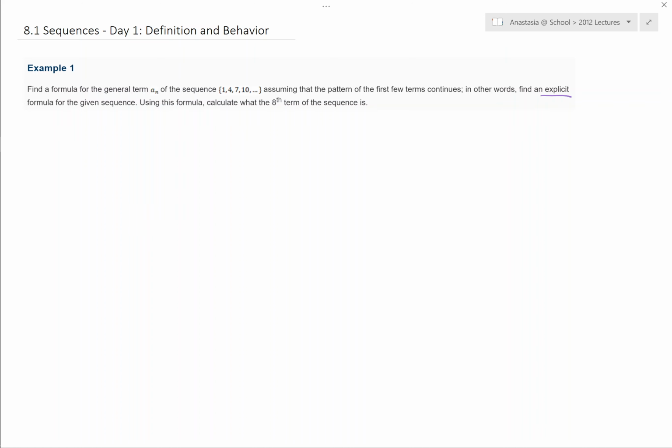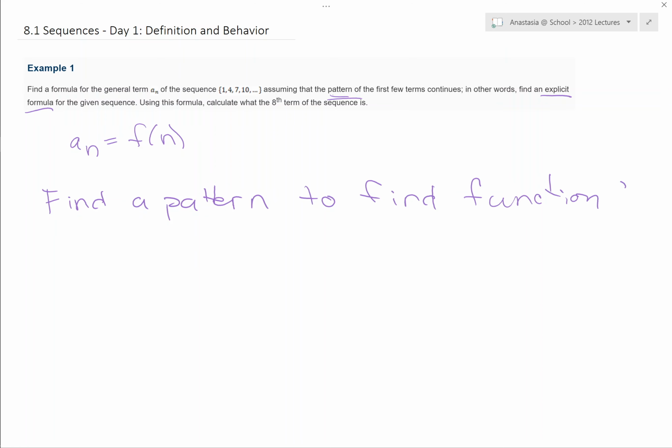An explicit formula means that we need to find a formula or a function so that a_n, the nth term of the sequence, is equal to some function in terms of n. Now notice that this says assuming that the pattern of the first few terms continues. So that means that we need to find a pattern to find what our function f is.